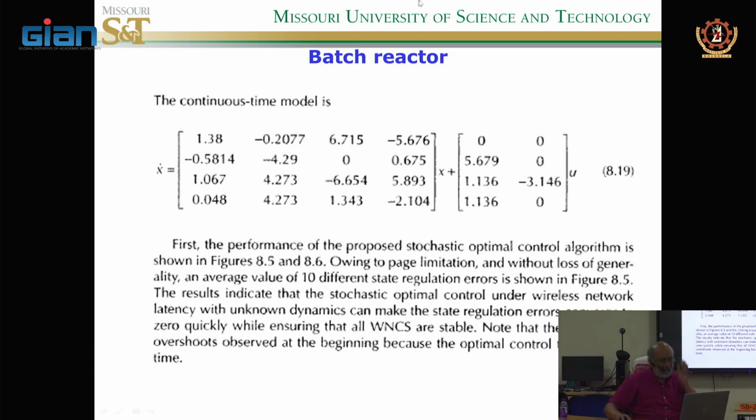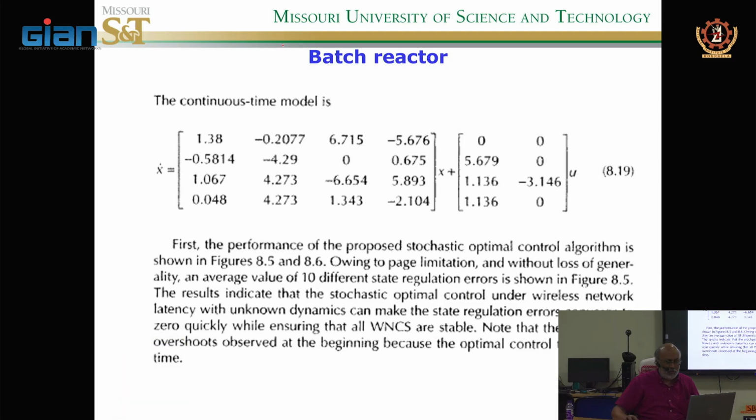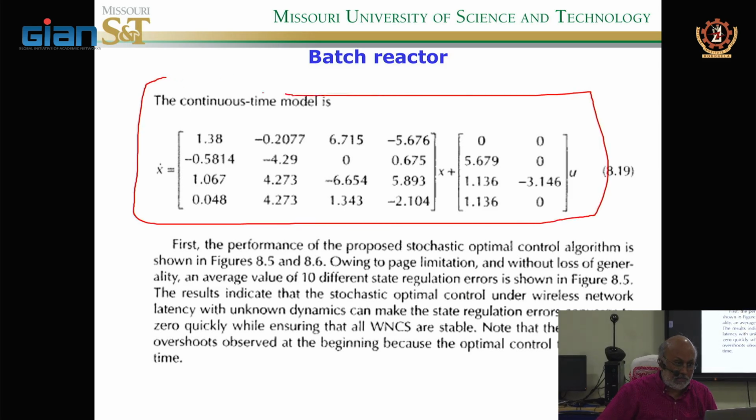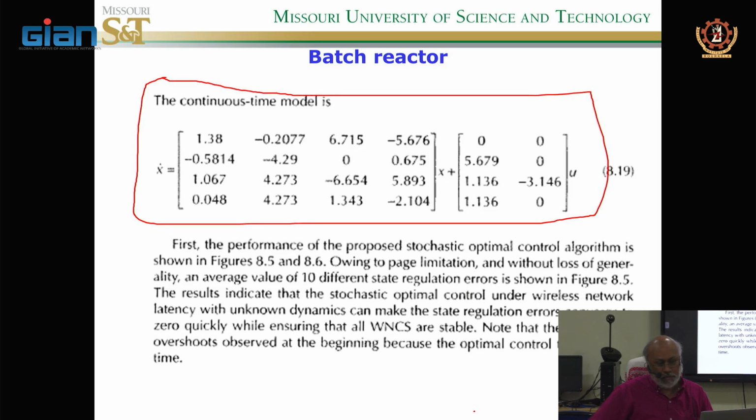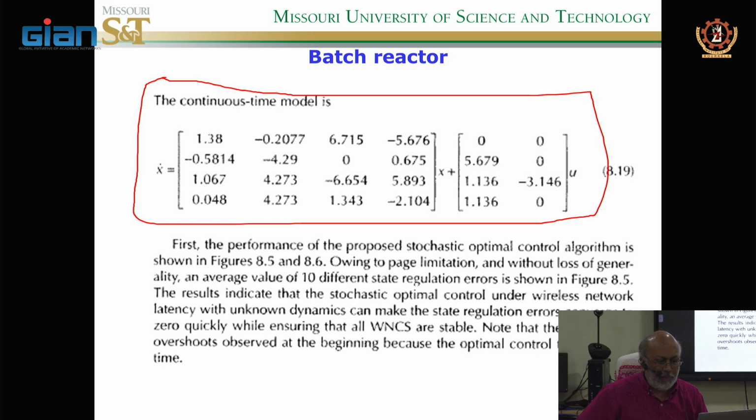So we start with our very popular example. What is this example? Can somebody tell me? Batch reactor, that's right. So this is a batch reactor, an inherently unstable system. B is not a vector, it's a non-square matrix. So we are going to check the proposed stochastic optimal control in figures.